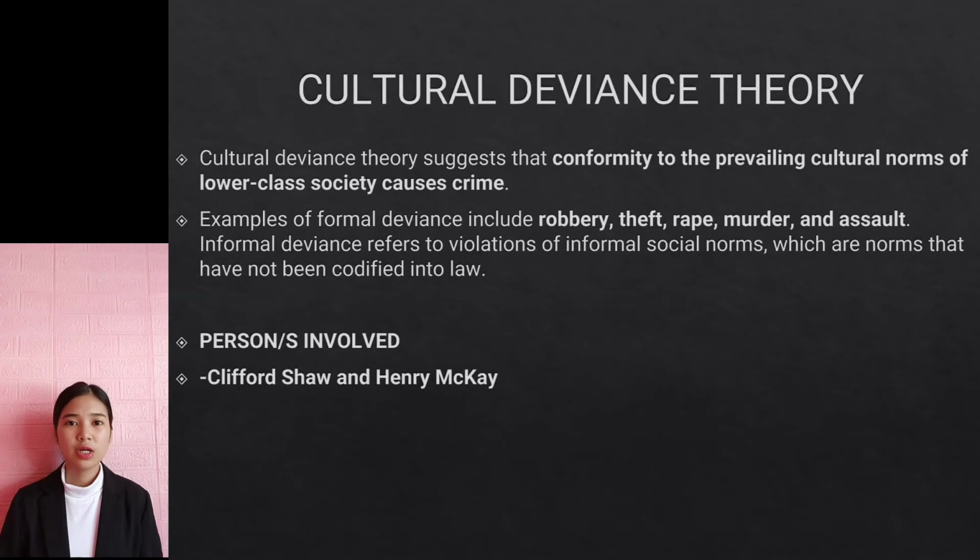So next is cultural deviance theory. Cultural deviance theory suggests that conformity to the prevailing cultural norms of lower class society causes crime. The mix of cultures and values created a small society with different ideas of deviance. And those values and ideas were transferred from generation to generation. So examples of formal deviance include robbery, theft, rape, murder, and assault. And formal deviance also refers to a violation of informal social norms, which are norms that have been codified into a law. Persons involved here are Clifford Shaw and Henry McKay.